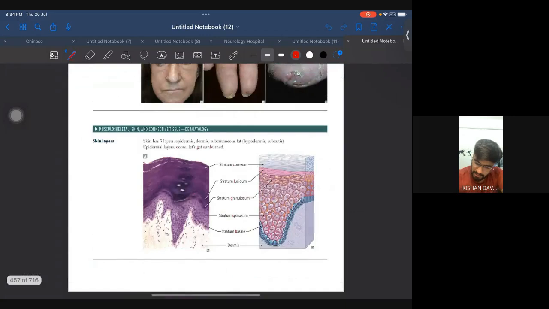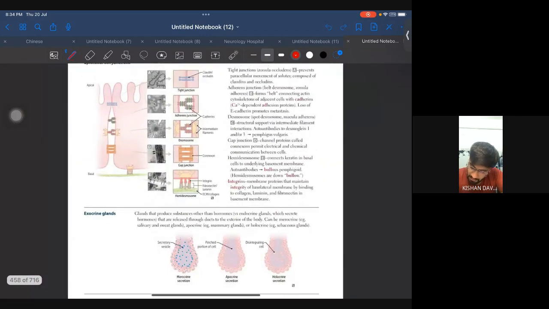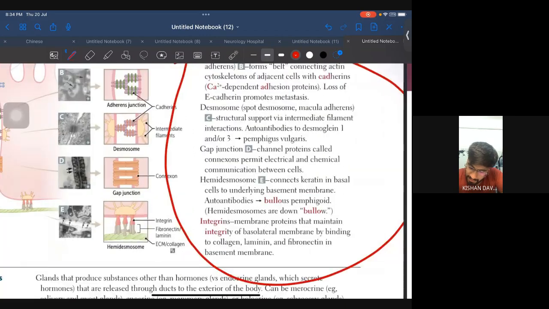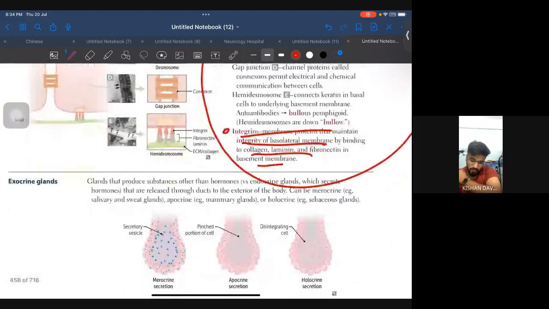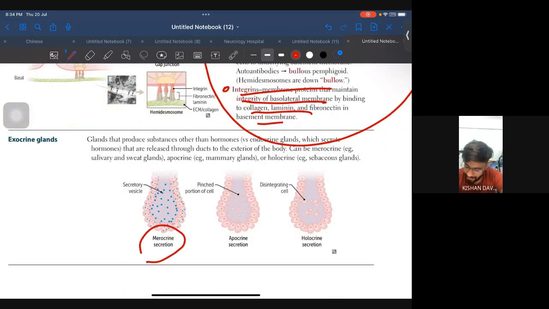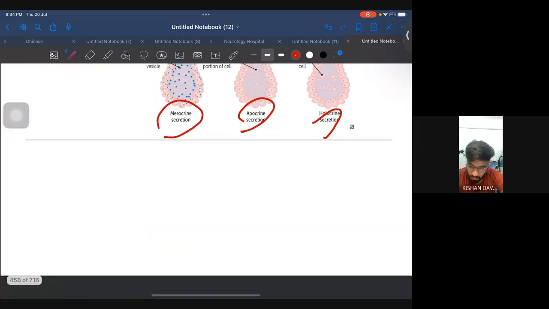Okay, so skin layers we already did, and this is all I was talking about. One thing I was saying, E-cadherin promotes metastasis, and the next one is integrin. They will ask you what is the role of integrins and E-cadherin. Definitely they are going to ask you the role, so make sure you know the functions properly. Okay, moving on to the exocrine gland, I told you merocrine, apocrine, and holocrine secretion you need to know.